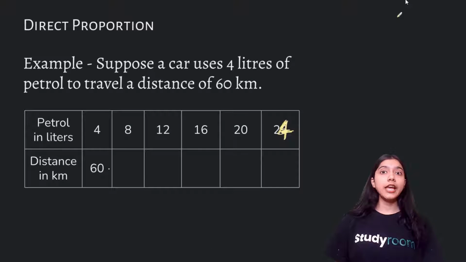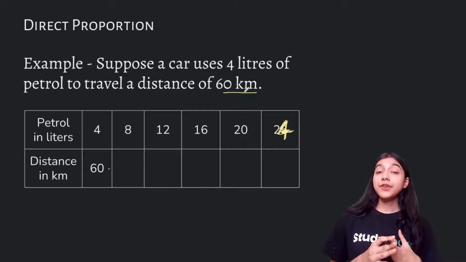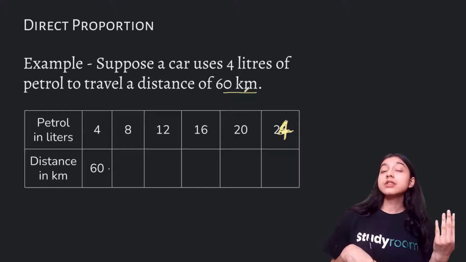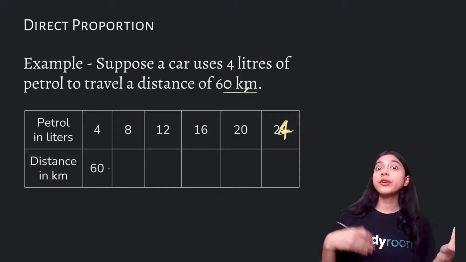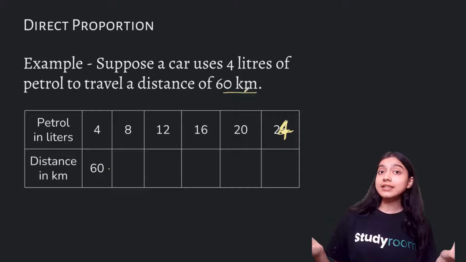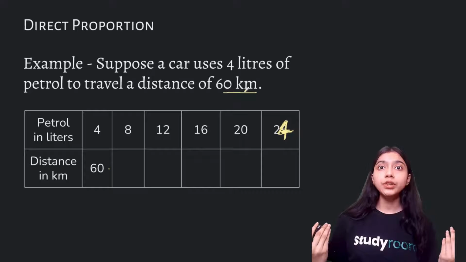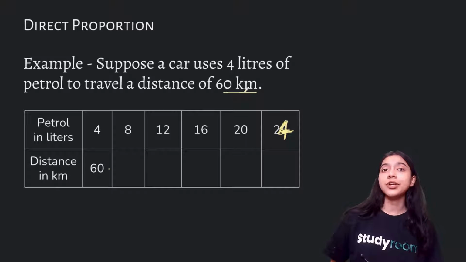Now let us consider another example. Suppose we have a car that uses 4 liters of petrol to travel a distance of 60 kilometers. Now just consider in general. If I am increasing the quantity of petrol that I have, then the distance that I can travel will also increase. More the quantity of petrol, more will be the distance traveled. So we can say that the quantity of petrol and distance traveled, they both are directly proportional to each other. That means they are in direct proportion.